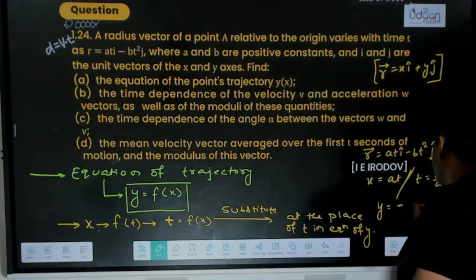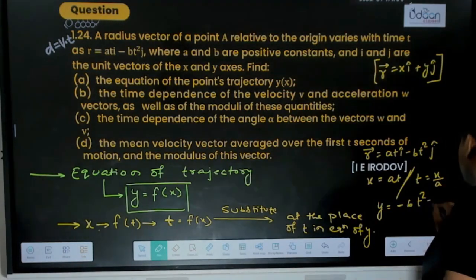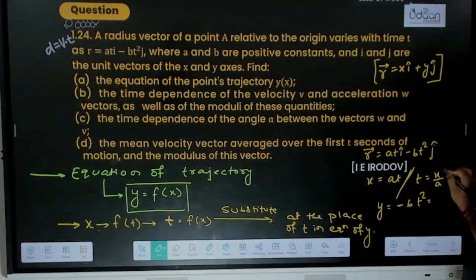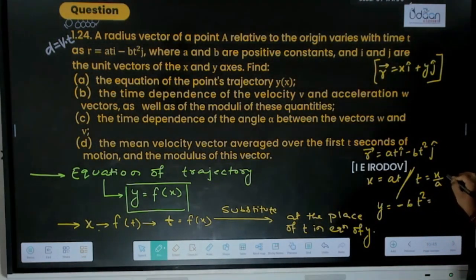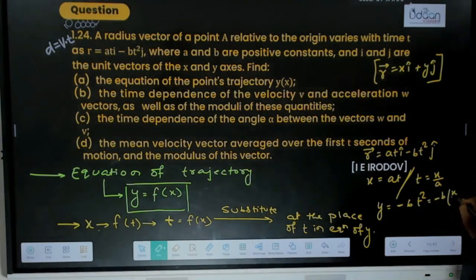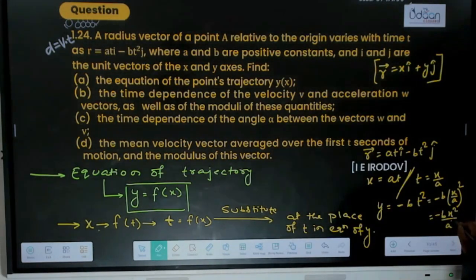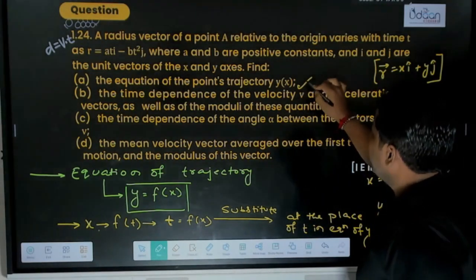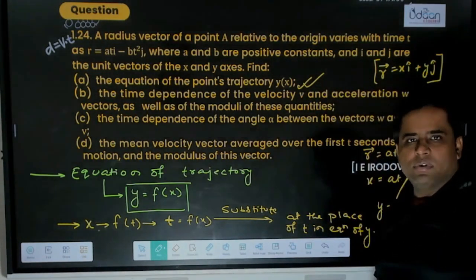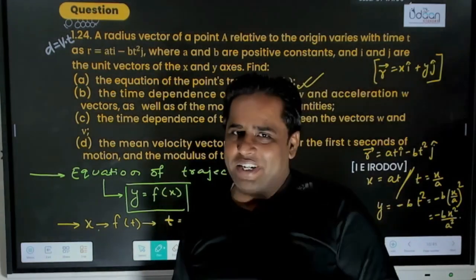y has been given as minus bt square. So at the place of t, you just place this particular value, x upon a. I am putting it here, x upon a whole square. So that way it becomes what? y equals minus b x square upon a square. So how easy is the question of Irodov? Don't you think it is very easy?